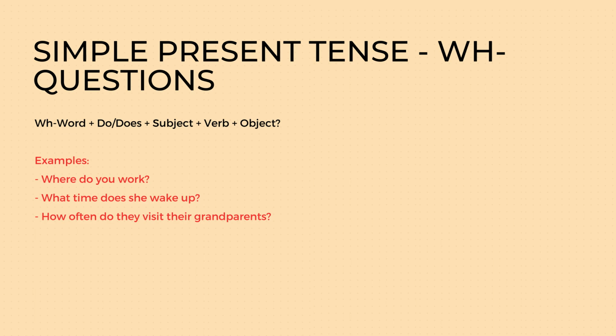Lastly, how often do they visit their grandparents? In this question, how often is the WH word. Do is the auxiliary verb, they is the subject, visit is the main verb, and their grandparents is the object.